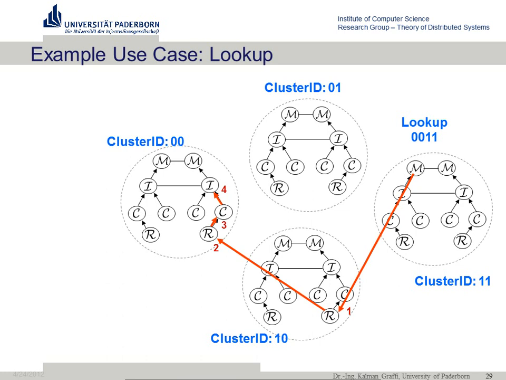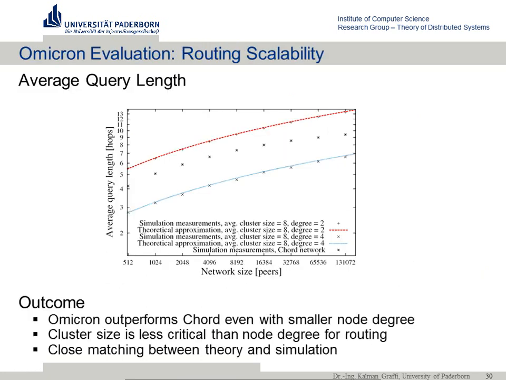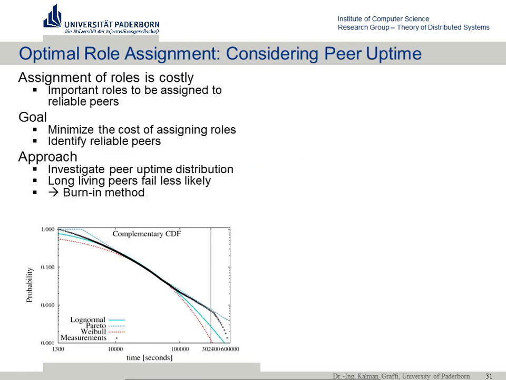Okay, so one question the authors asked themselves, of course, is: is it better? Here you see they also compared their solution with Chord, and of course it was better than Chord. They used an average cluster size of 8 and an out degree of 4, and it was better at the end. And it was also theoretically modelable, so it's very supported by theory and simulation. It's working quite well.